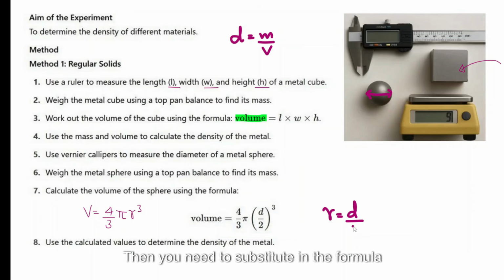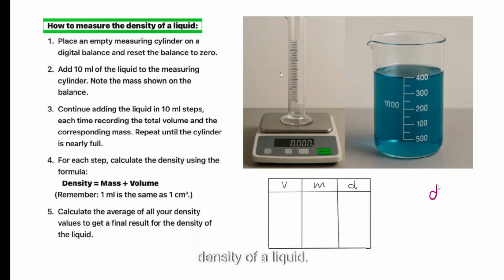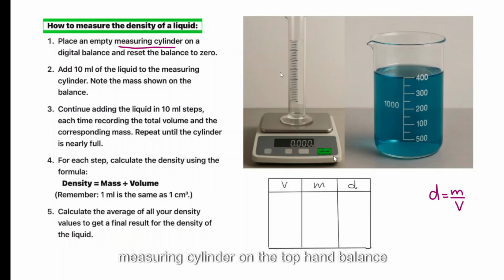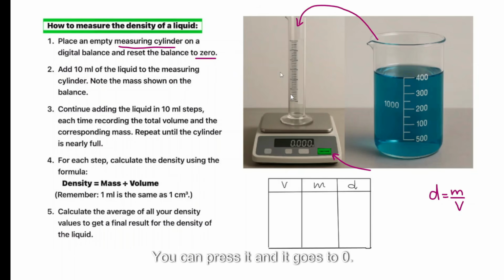Then you need to substitute in the formula. Density of a liquid: again, we need mass and volume because density equals mass over volume. So first you need to place an empty measuring cylinder on the top pan balance and reset the balance to be 0. Usually there is a tare button here. You can press it and it goes to 0. Now add 10 milliliters of the liquid, say up to this level. Now you have a volume reading and you have a mass. Divide mass by volume so you get the density.